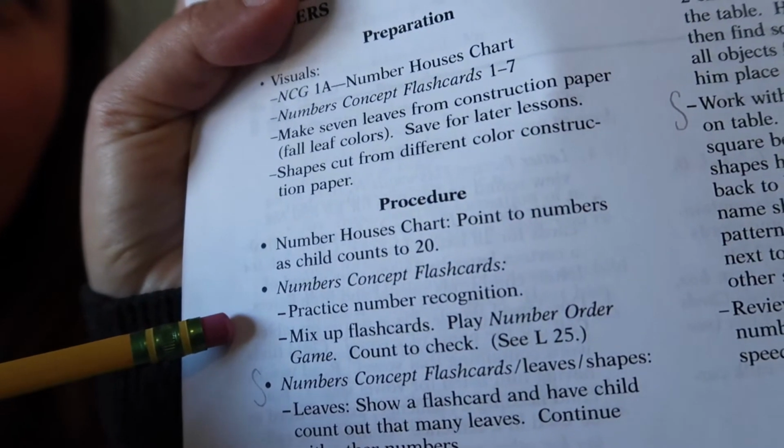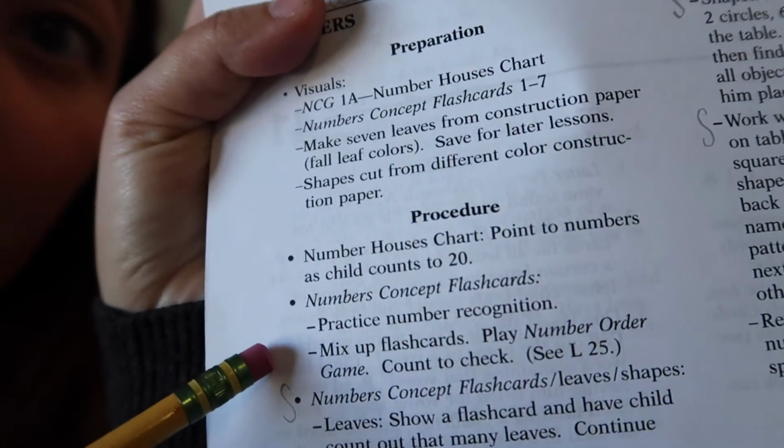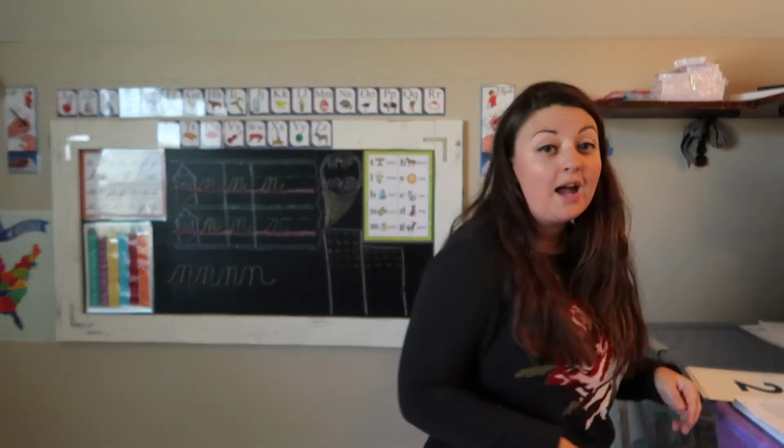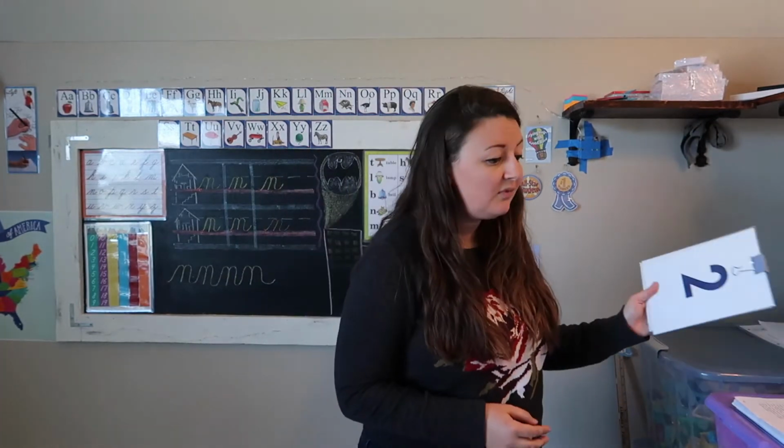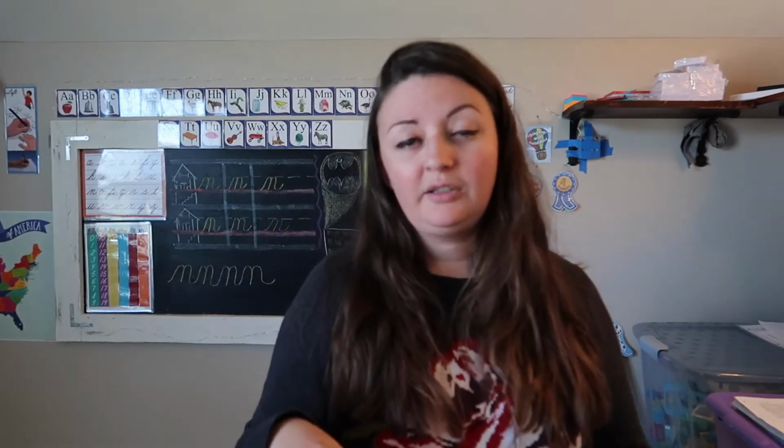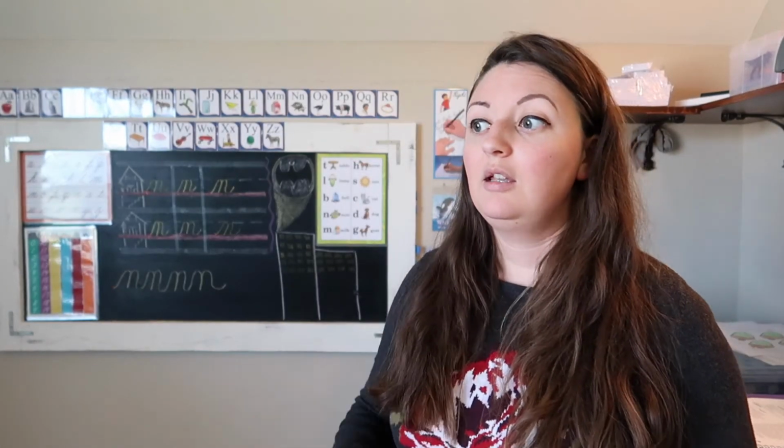All right, next thing. It says mix up flashcards, play number order game, count to check. It even says see lesson 25. That's what the L means, lesson. So lesson 25 is when they originally introduced this game and told you how to play it. As a teacher, depending on how many kids you have, if you're just doing one, this is going to look different. But with my 5 kids, I hand them each a card. Since I have 5 kiddos, I start them out by putting one, like we're up to 7 right now. I start by putting 1 and 2 on the floor, and then I'll start counting: 1, 2, 3, and then 3 will go up.